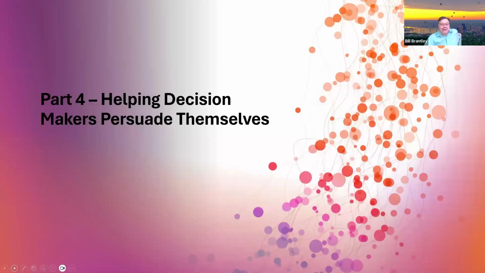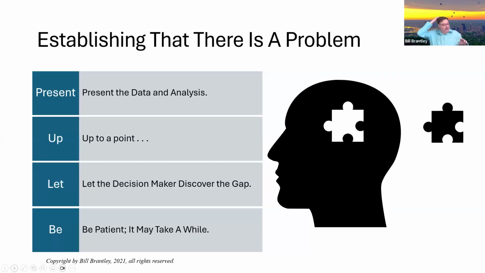Okay. And let me go here with the decision makers persuade themselves. And this is where you're going to be coming in with the stuff. And this is why it's important. Your audience, you got to establish there's a problem. So you present the data analysis up to a point, and then the decision maker, they can be someone senior, someone in your audience, a patient, or the public. You want them to discover the gap. So you show them the data analysis, take them up to a point, and then let them try to discover the gap, and then be patient with this.